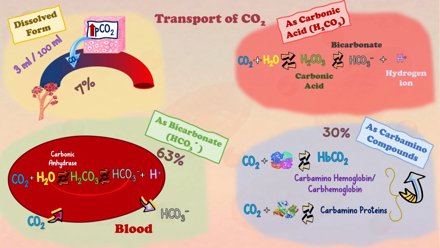So, that was all about the four forms in which carbon dioxide is transported: dissolved form, as carbonic acid, as bicarbonate, and as carbamino compounds.